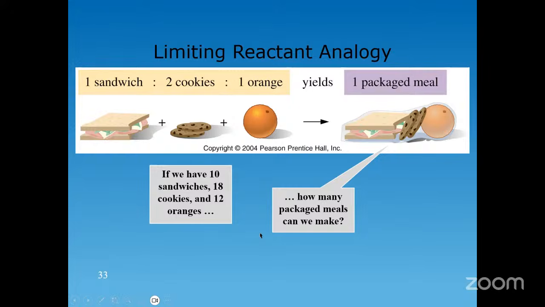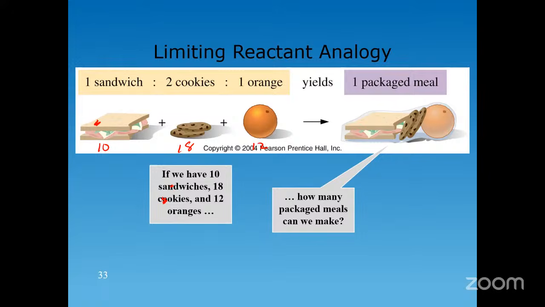Now, let's say that you have at hand 10 sandwiches, 18 cookies, and 12 oranges. The question is asking, how many of these meals can we make from this combination right here, all right? Now, if you look at things from the standpoint of the 10 sandwiches, let me write down the amounts that you actually have. You have 10 sandwiches here, you have 18 cookies, and you have 12 oranges, all right?